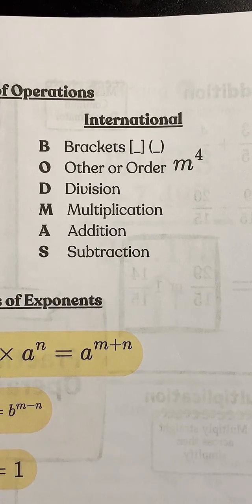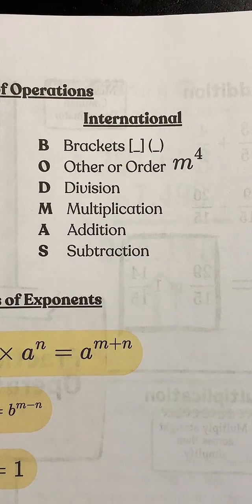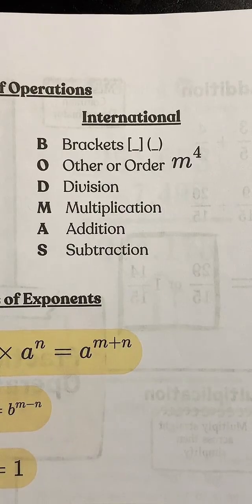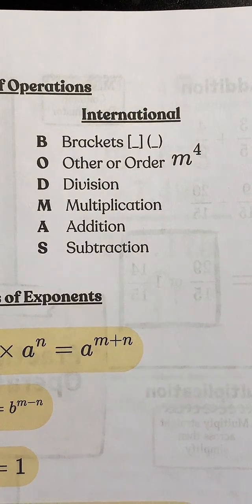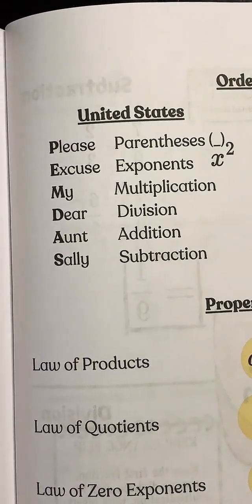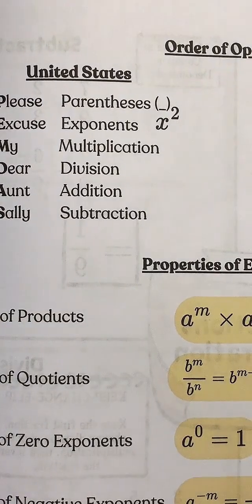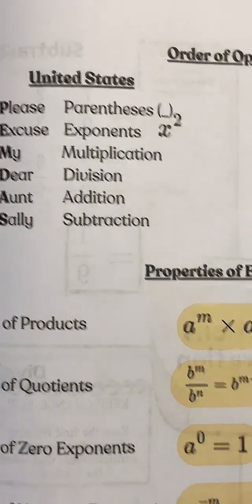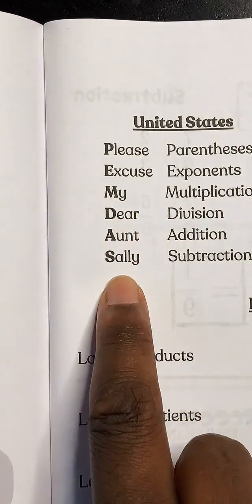There was some kind of saying, but I cannot remember what it is. What if there was an exponent outside the parentheses? Then you do that exponent, because that's what happens next. What does PEMDAS mean again? Right here. Please excuse my dear Aunt Sally.